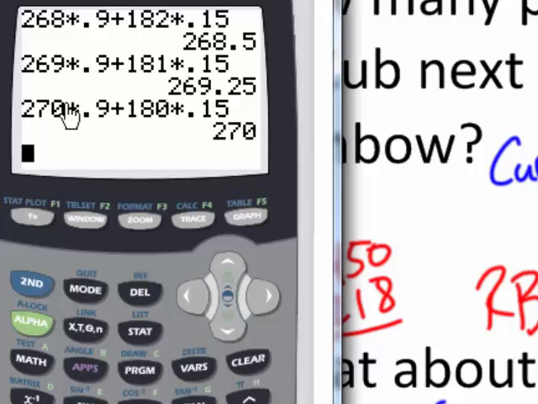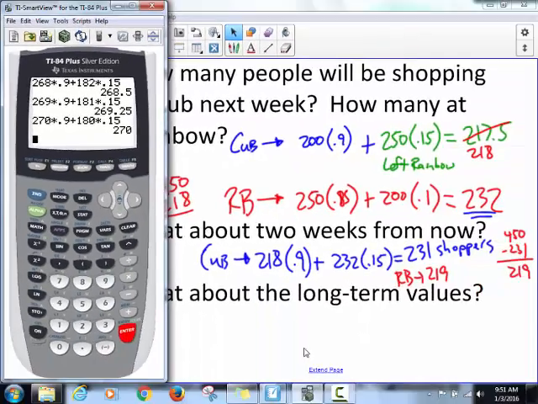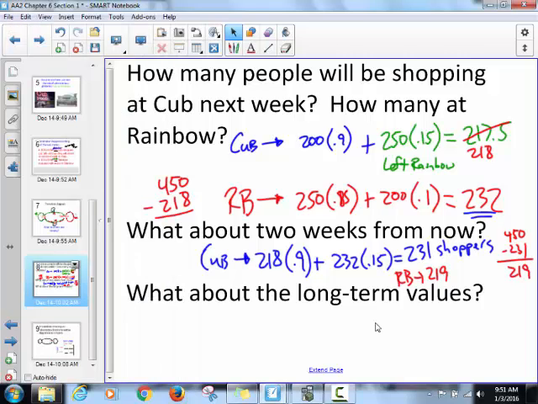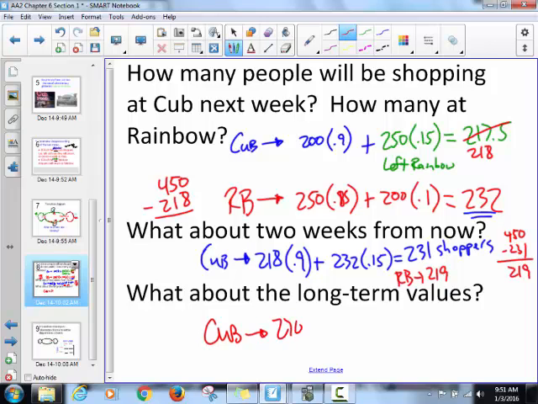Well, there we go. I finally found it. I took 90% of 270 and added the 15% of the leftover 180 that are at Rainbow, and I'm still at 270. So that would be my long run value. That took me a little while to get, but 270 shoppers at Cub and 180 at Rainbow.